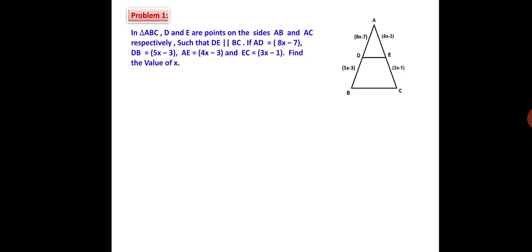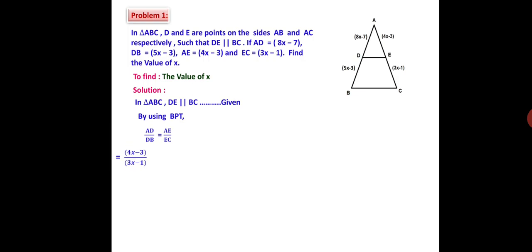Till now we saw problems wherein the segments given have numerical values, but here a variable is given. That variable we have to find out. So find the value of x here. Let us start with the solution. In triangle ABC, DE is parallel to BC. It is given. Therefore, by using the basic proportionality theorem, we can write AD upon DB is equal to AE upon EC. Put the values.